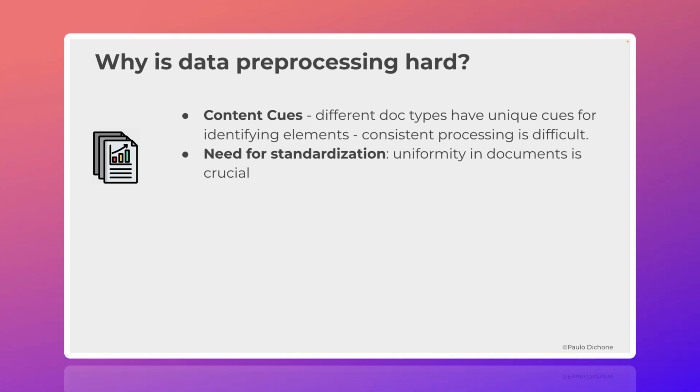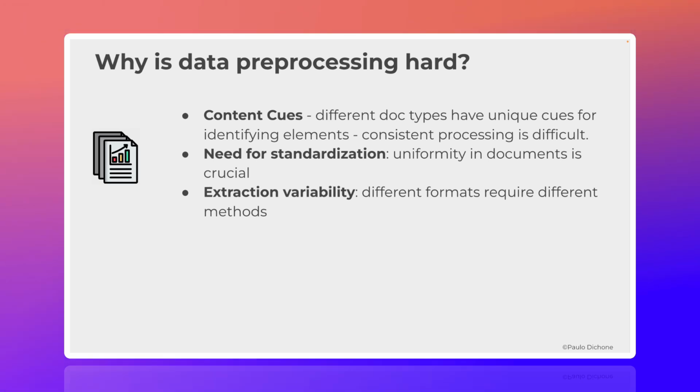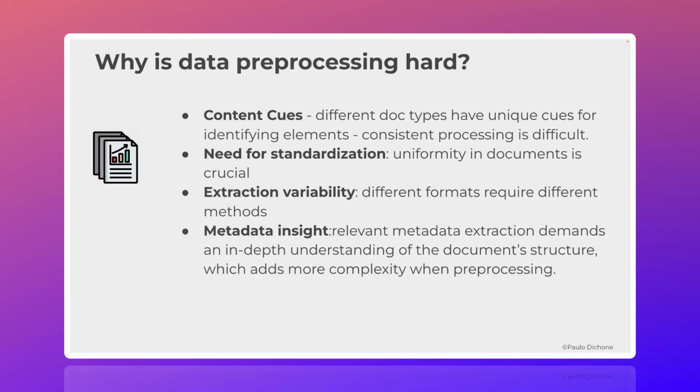And of course, we also have this need for standardizing everything. To effectively process content across these vastly different document types, standardization is very necessary so that we can maintain uniformity. We also have extraction variability, because different formats, like forms versus journal articles, require distinct extraction methods due to their structural differences. And it's nice to have metadata extracted from these documents, but extracting relevant metadata often demands an in-depth understanding of the document structure, which adds more complexity to pre-processing. So these are the challenges that make data pre-processing hard.